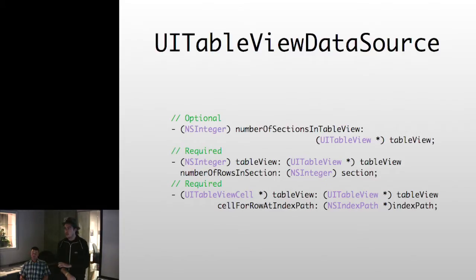So there are 2 protocols to implement with regard to table view: UITableViewDataSource and UITableViewDelegate, and I'll talk about those each in turn. The data source has 3 pretty critical methods. There's numberOfSectionsInTableView, which, as you would probably guess, returns how many sections your table view has. There's also numberOfRowsInSection, which returns, given a section number, how many rows that section should have. And then the last one that's really important is cellForRowAtIndexPath. Ignoring what an index path is for the moment, the idea is that, given a particular position of a cell, give me the cell that lives there.